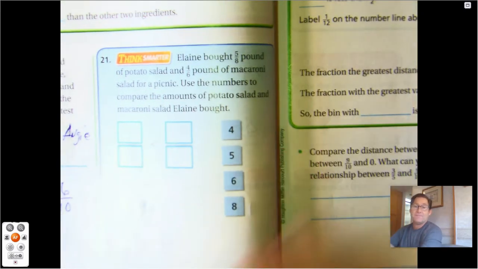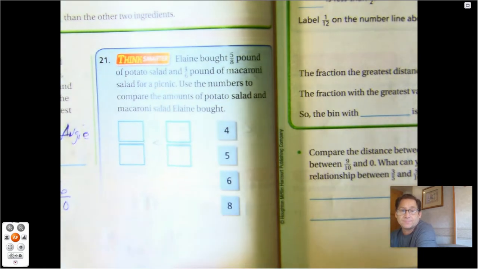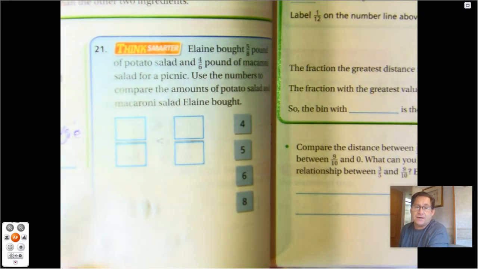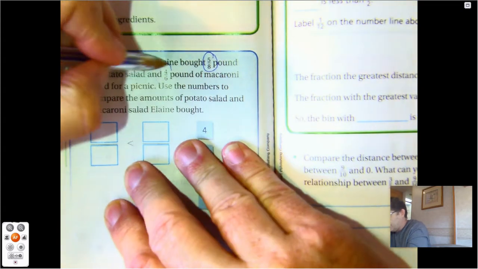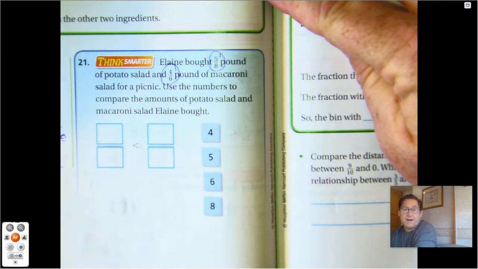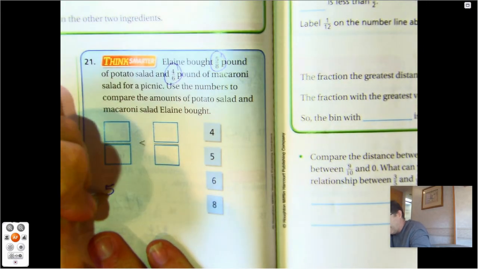Elaine bought 5/8 pound of potato salad and 4/6 pound of macaroni. Use the numbers to compare the amounts of potato salad and macaroni salad Elaine bought. So she bought 5/8 pound potato salad, 4/6 pound of macaroni. We're going to compare the amounts of potato salad and macaroni. I don't want to write anything in these boxes yet till I figure out which one's the smaller one.